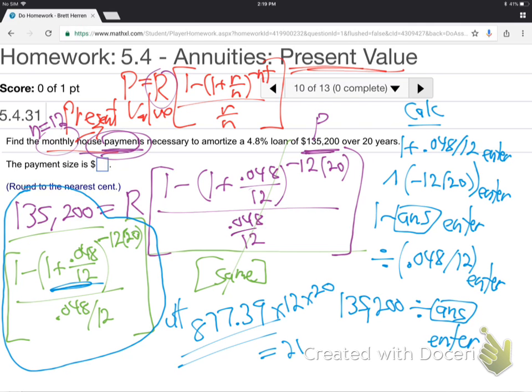I'm getting $210,573.60. That's the total paid. What was the price of the house? 135. How much did we pay for the house? Almost double. What's all that extra? Interest. You could subtract those and you'd get how much you gave as interest. That's a lot, right? That's about 75,000, just 75,300 something. $75,000 in interest.